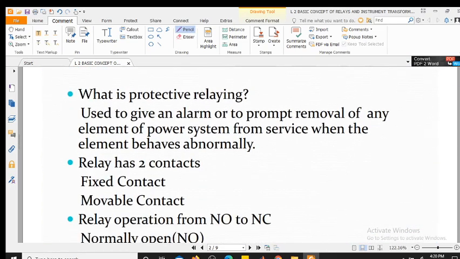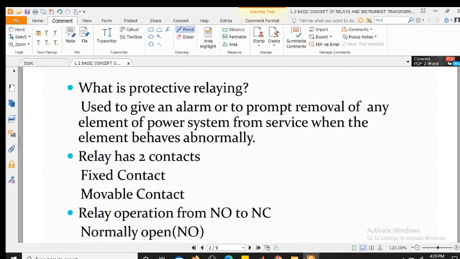So what is protective relaying? Why are we going for protective relaying? See, in our power system, from generation towards the load end, we have generators, transformers, bus bars, feeders, transmission lines. So we need to protect all this equipment from faults and the abnormality of the behavior of the equipment. So we employ protective relaying. Whenever there is an abnormality in the behavior of an equipment, this relay will sense that abnormal behavior and it will give an alarm.